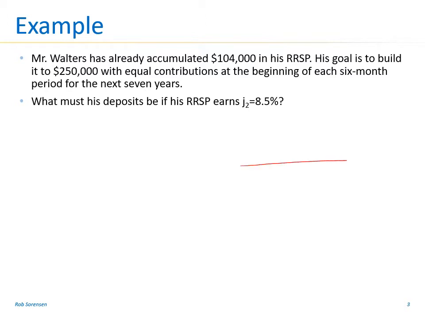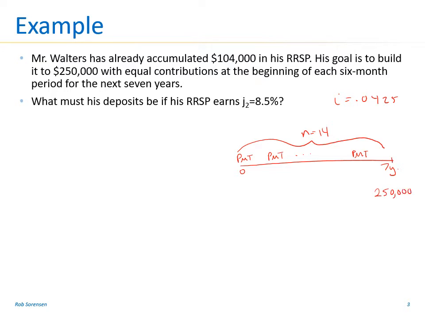Well, let's draw a quick timeline here. We've got 7 years to go, or 14 periods. He's going to put some money in at the beginning of every 6 months. So that's an annuity due. There's 14 of those deposits going in. Little i is 0.0425. So that's sort of the basic setup. He wants his goal to be 250,000. So I'll put that down there at the end.